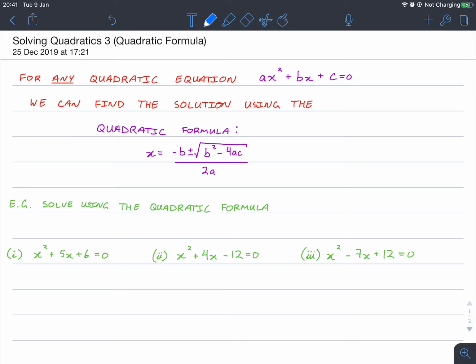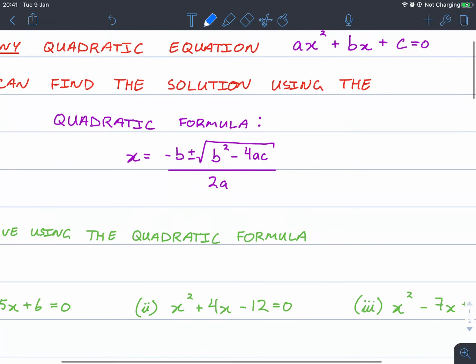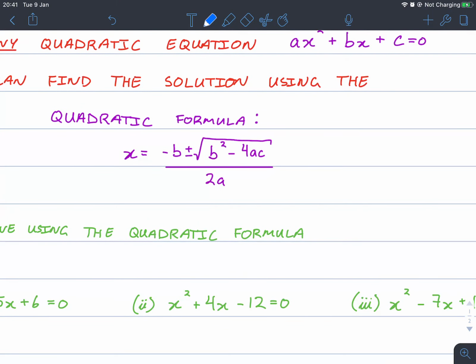So, for any quadratic equation of the form ax squared plus bx plus c equals 0, we can find the solution using the quadratic formula. And it is as follows. x equals negative b plus or minus the square root of b squared minus 4ac, all over 2a.